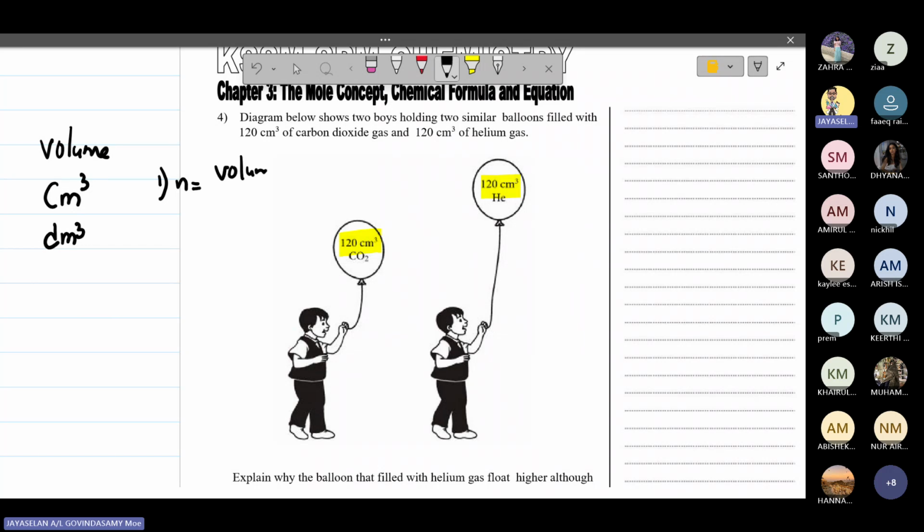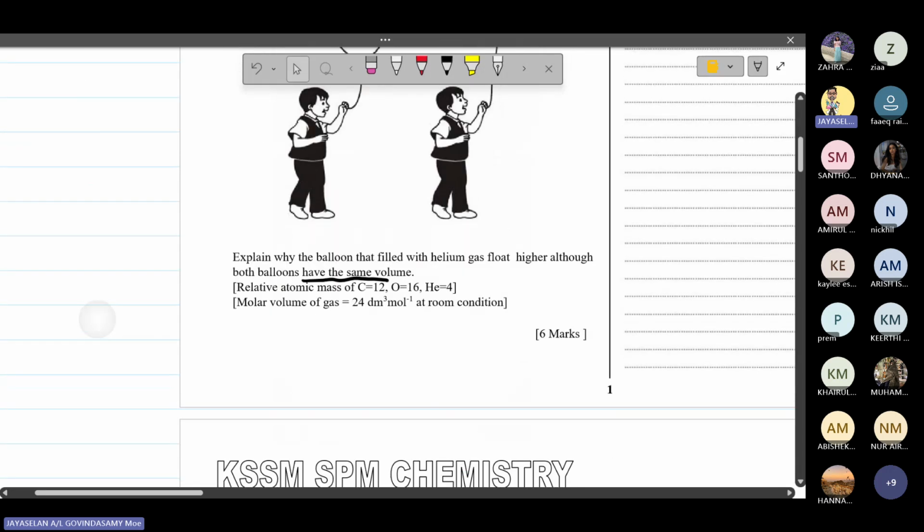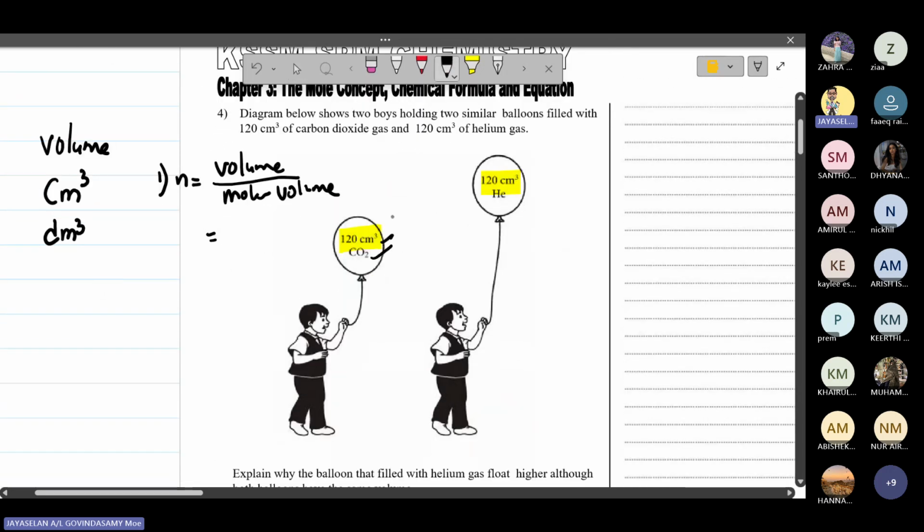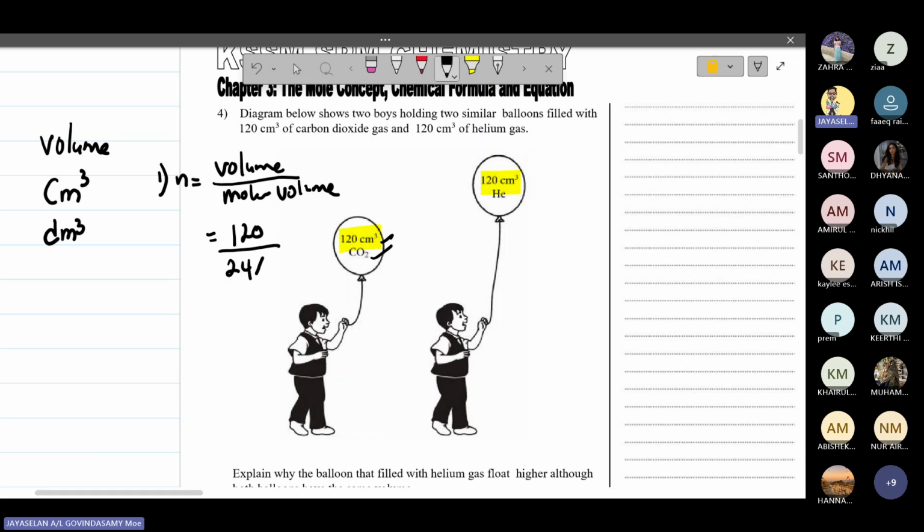You take the volume of gas, divide with molar volume. You do the first step. The molar volume given to you in the exam is 24 dm power 3. Here they give you cm power 3. That means you must take 120 divide with 24 times 1000. Make sure the units are the same: cubic decimeter, cubic decimeter. So this you have to do. So take the key point.